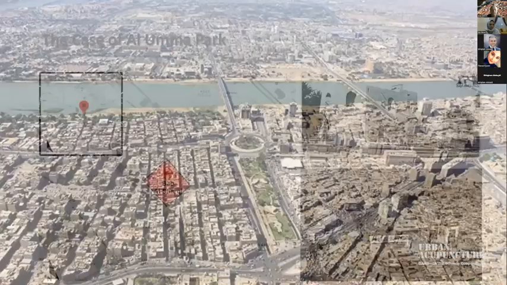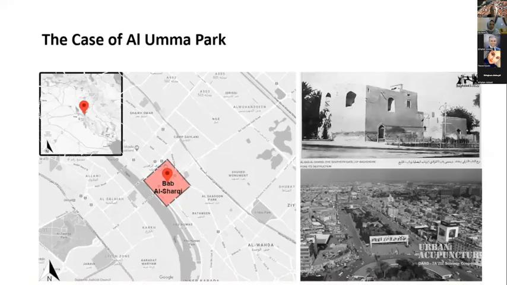So this is the Al-Umma Park, a huge intersection in Baghdad. A green area located in the middle of the city, in the CBD or Central Business District of Baghdad, and next to Al-Hurra Square, where all the demonstrations were and are happening till now.